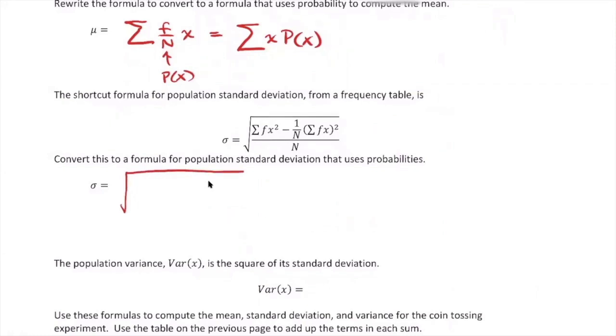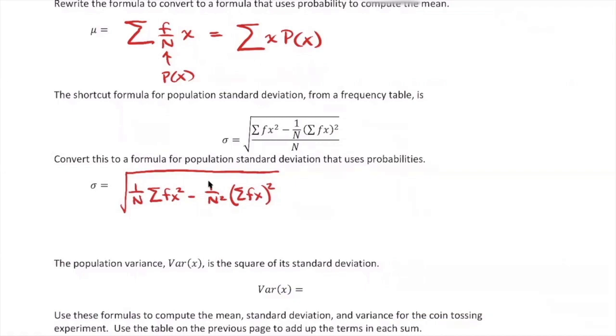You've got this n in the denominator, so I think I'm going to write it as a 1 over n. You've got the sum of f x squared, and then minus a 1 over n also divided by another n becomes a 1 over n squared. Sum, oh, this is in parentheses, my bad. Sum of f x quantity squared, like that.